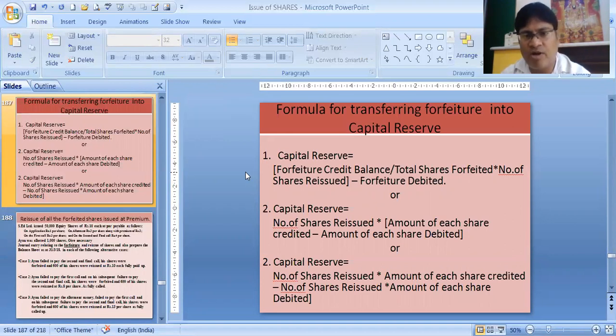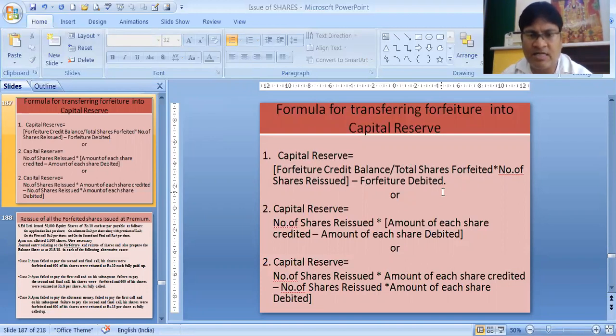Again, a capital reserve formula is there, which we will be using while doing the sum and finding out the capital reserve. For the sake of simplicity, I follow the first formula that is easier to understand and more logical. Forfeiture credit balance, when we have forfeited the shares, divide by total shares forfeited, multiply by number of shares reissued. We get one figure. From that, whatever we are debiting to the forfeiture account at the time of reissue, the debit balance, we subtract. That will be the value of capital reserve.